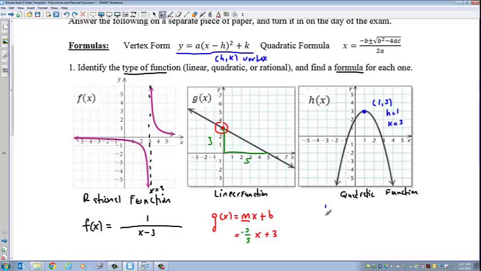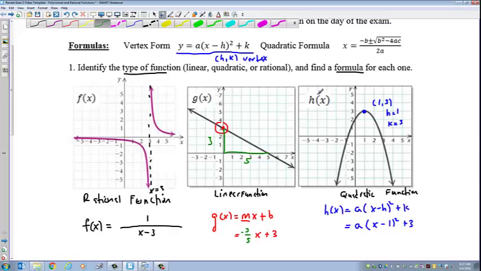So down here, we can copy down the formula. H of x is equal to, we know the form, a times x minus h, quantity squared, plus k. And we can plug in. So we don't know what a is, so let's leave a alone. So then we have x minus 1, quantity squared, plus 3. And to figure out a, we need one more point. And so if you notice, they do give us another point right here. This is the point when you plug in 0, you get out 2.